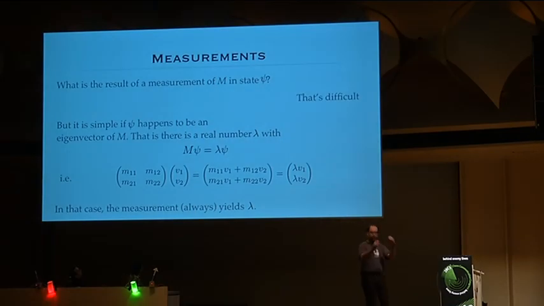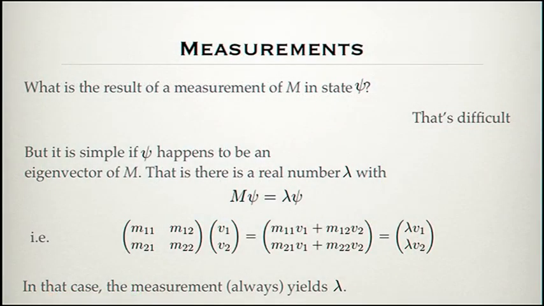Okay, so now I have a state and I have a measurement. And of course, we want to predict stuff, right? So if I have a system in a certain state represented by a vector and I do a measurement represented by a certain matrix, you want to know what is the outcome. And the problem is that's difficult. But you can be lucky. And you're lucky particularly if the state psi happens to be what is called an eigenvector of M.